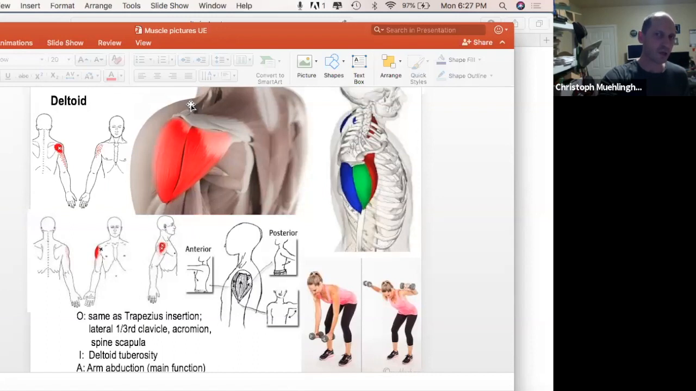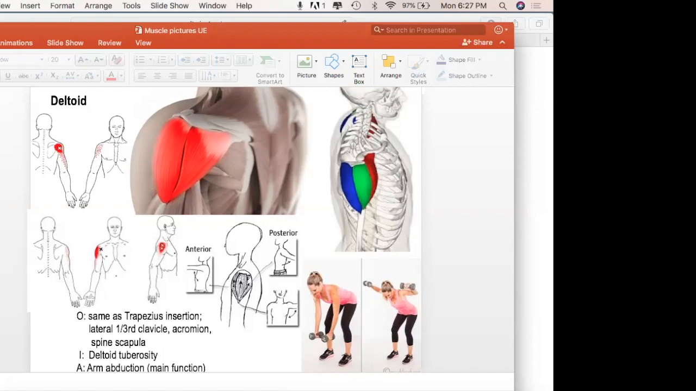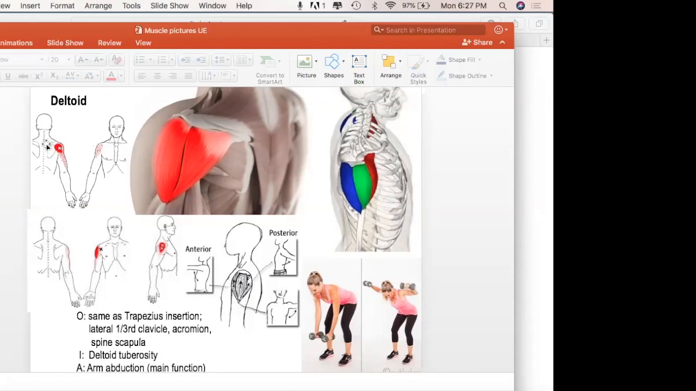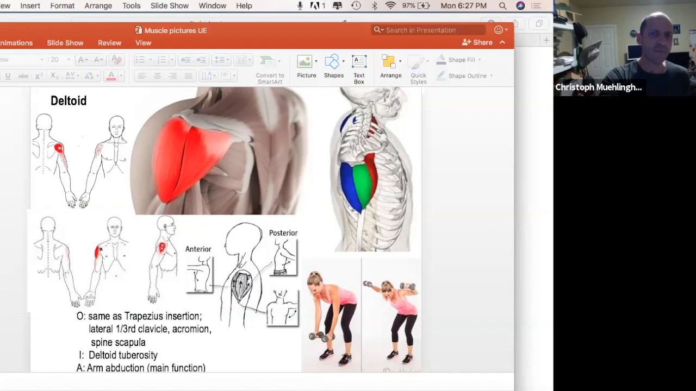A little bit. Yeah. So don't we have a deltoid in our ankle too? No, hold on. Let's go to the ankle afterwards. Let me finish this one real quick. Okay. We do have similarities, but this one is unique to the shoulder here.